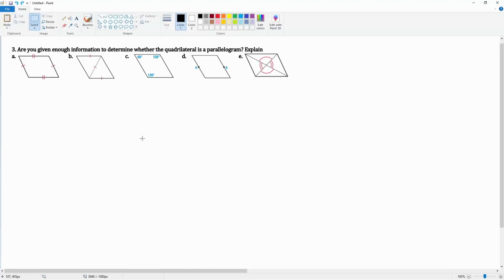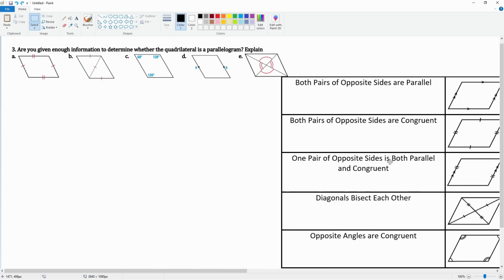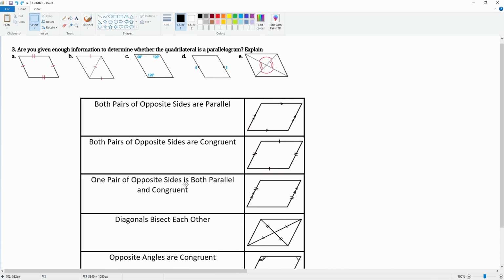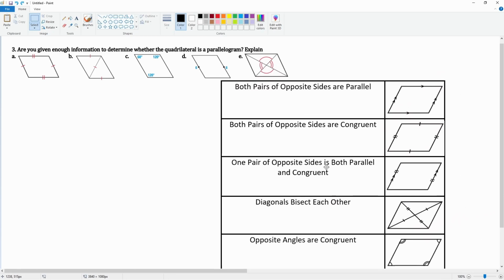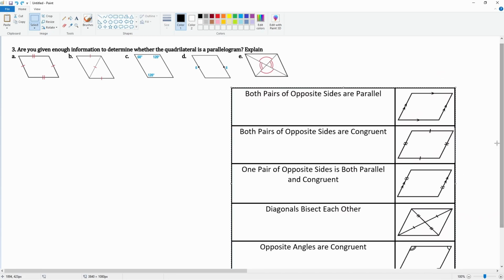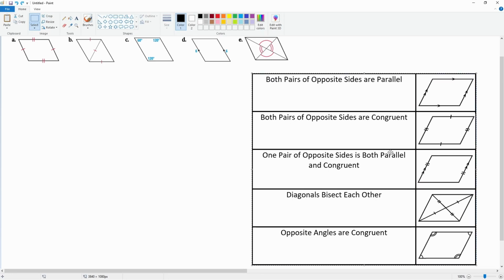All right, number 3 asks, are you given enough information to determine whether this quadrilateral is a parallelogram? Explain. I want to make your life easier. These are all the ones that you need to know to see if it is valid or not. These are the 5 ways to prove if a quadrilateral is a parallelogram. So just have this on your sheet and reference it.